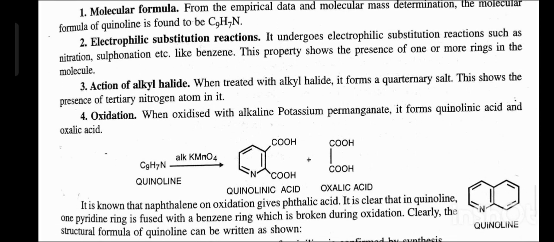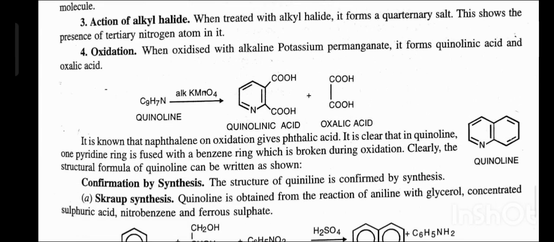Fourth, oxidation. When oxidized with alkaline potassium permanganate, it forms quinolinic acid and oxalic acid. It is known that naphthalene on oxidation gives phthalic acid. It is clear that in quinoline, one pyridine ring is fused with a benzene ring, and the pyridine ring is broken during oxidation. Clearly, the structural formula of quinoline can be written as shown.